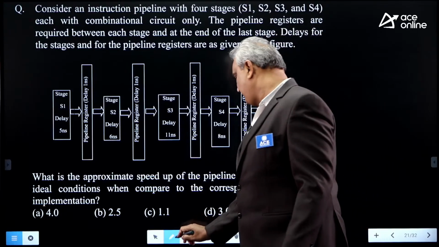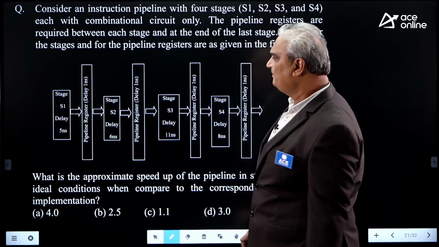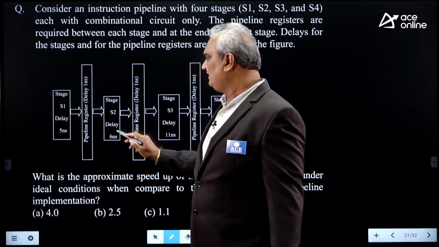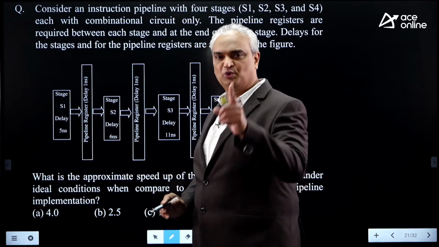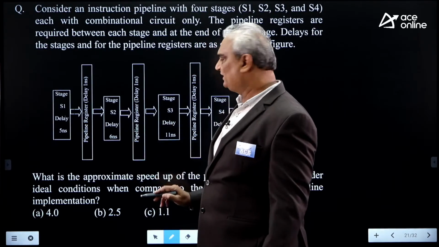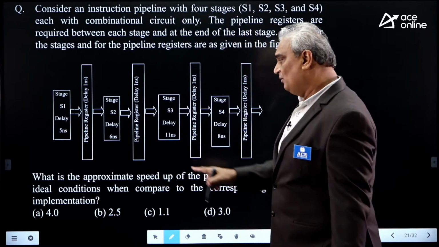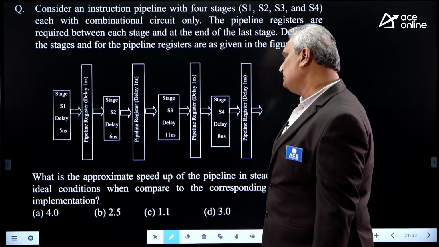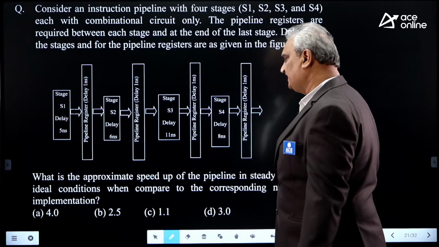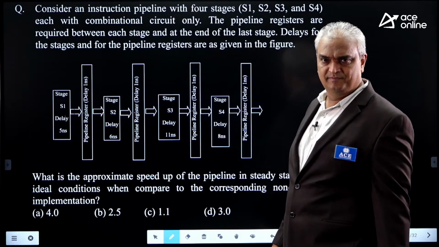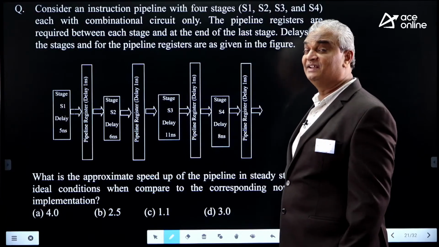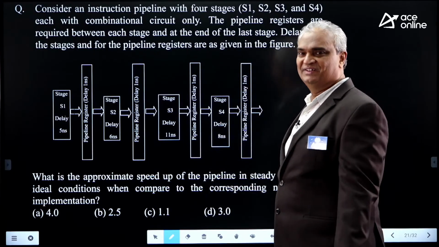In this, watch the diagram carefully. S1 register, pipeline register, also known as buffer register. S2 respective register, S3, S4. What he asked: what is the approximate speed up of the pipeline in steady state under ideal conditions? Under ideal conditions means while executing a large number of instructions.